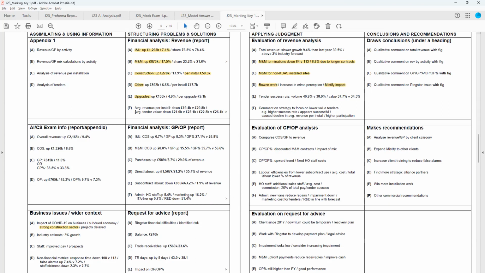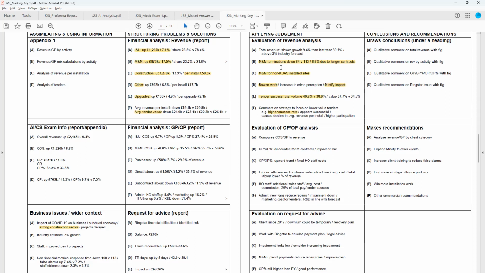So you could see that if you look at the tender value as well, and you can see higher success rate. You comment on that strategy that they've decided to focus on lower value tenders. You can pick up this bit here, and the tender success rate, of course, given marks here as well. So you can kind of see how we pick up all of those points by following this technique.